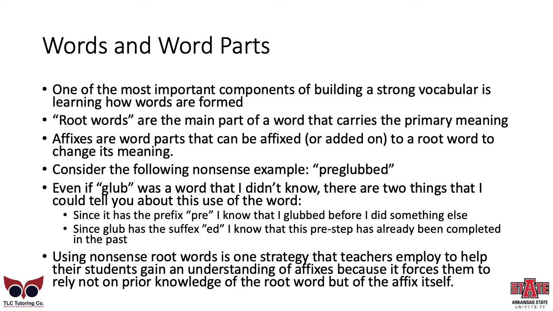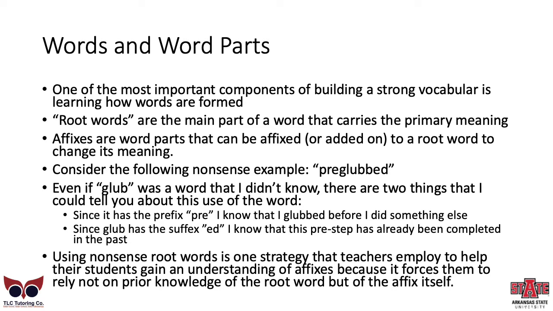Words and word parts. One of the most important components of building a strong vocabulary is learning how words are formed. Root words are the main part of a word that carries the primary meaning. Affixes are word parts that can be affixed or added on to a root word to change its meaning. Consider the following nonsense example: pre-glubbed.